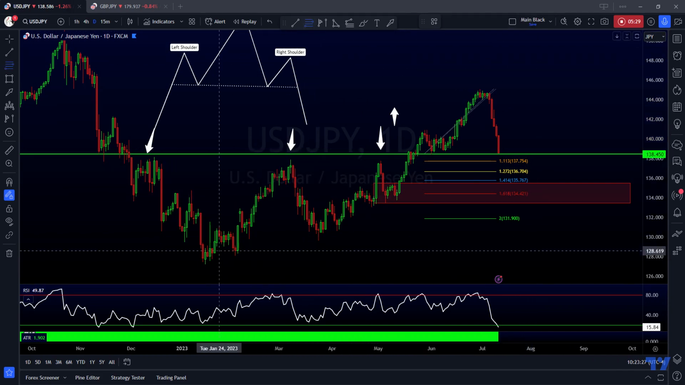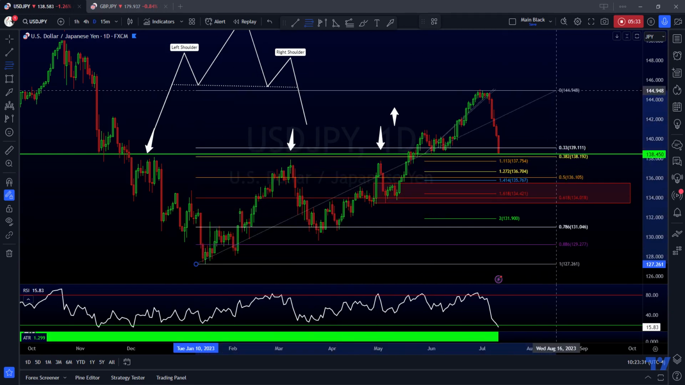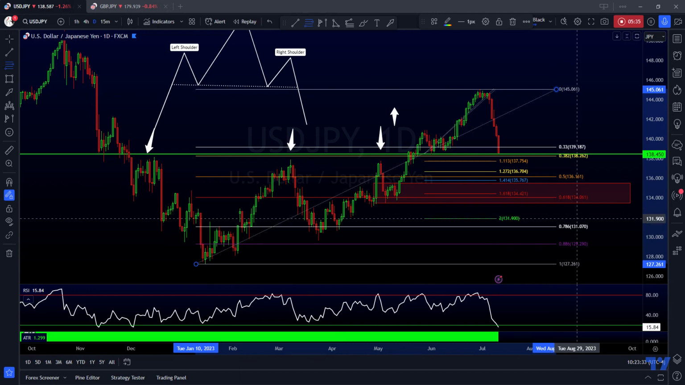I'm also going to take my Fibonacci retracement tool, drag it from this swing low to this swing high right here. And you're going to see a 0.618 Fibonacci lining up at that level as well. So we have the golden mean and the inverse golden mean, right? The two most powerful Fibonacci levels out there lining up in that same level.